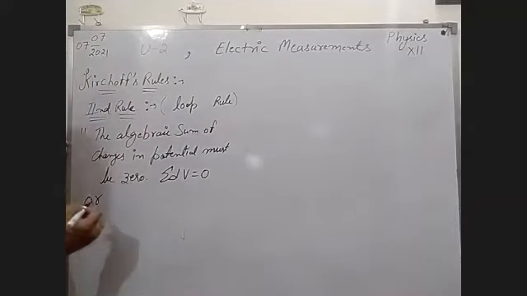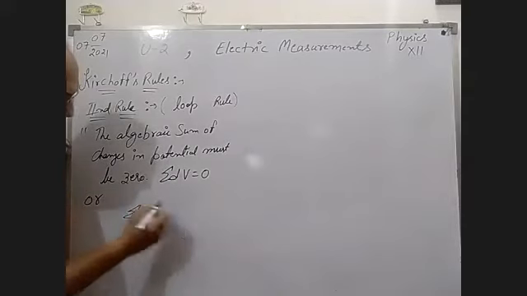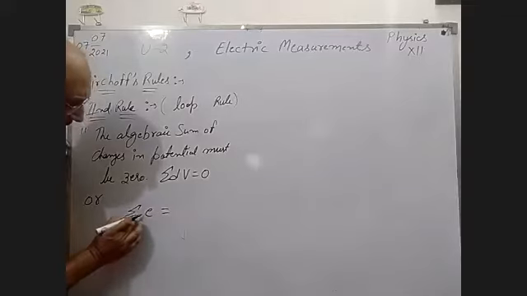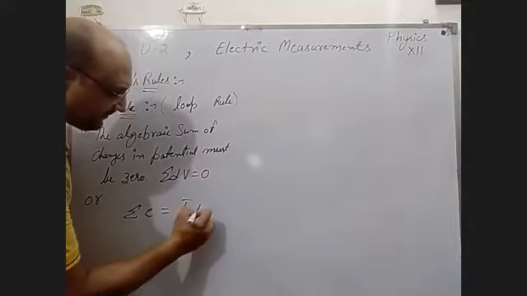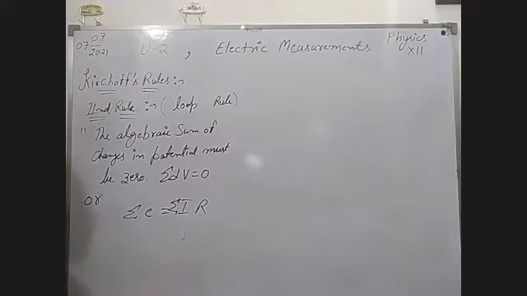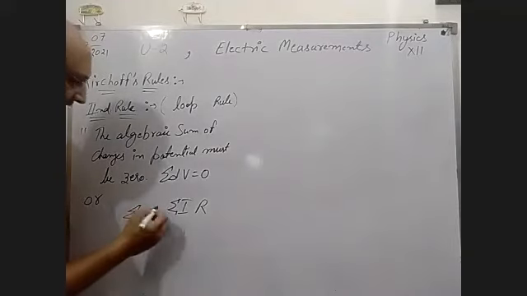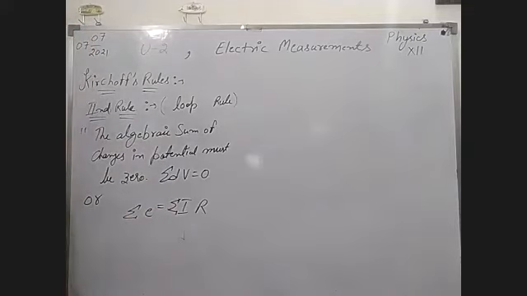But another statement is this: algebraic sum of all EMF is equal to the algebraic sum of all products of currents and resistances in the circuit. This is another statement of this. Algebraic sum of all EMF is equal to sum of product of all individual current and resistance in the loop. Okay.